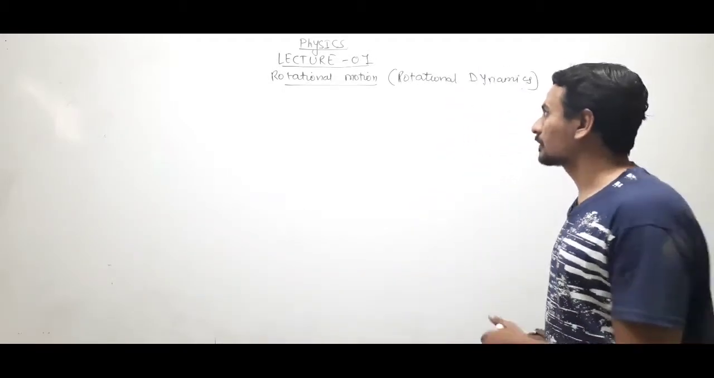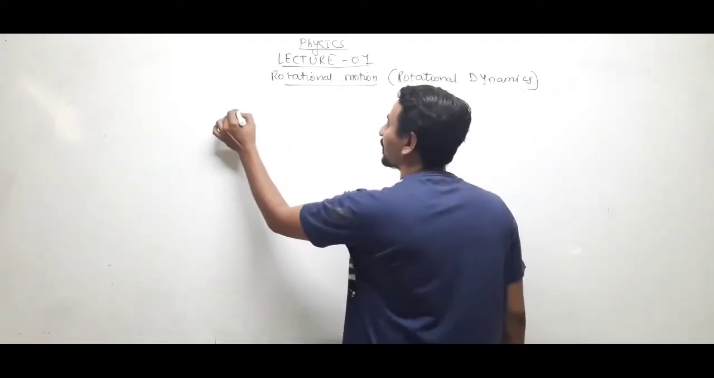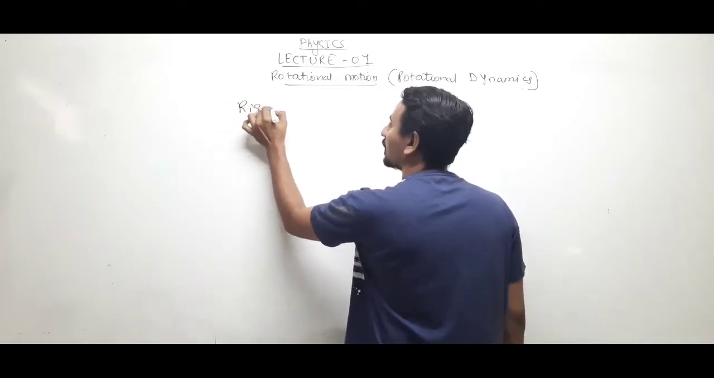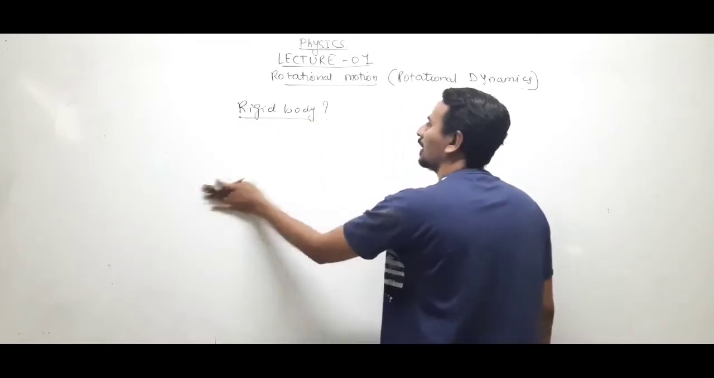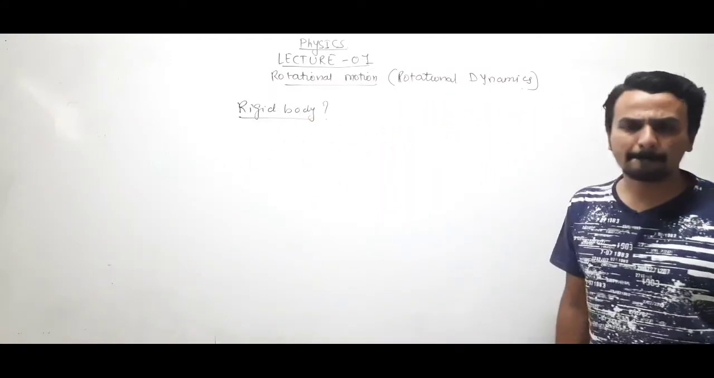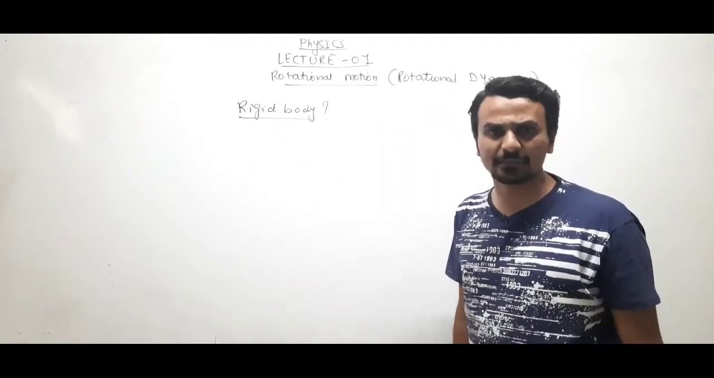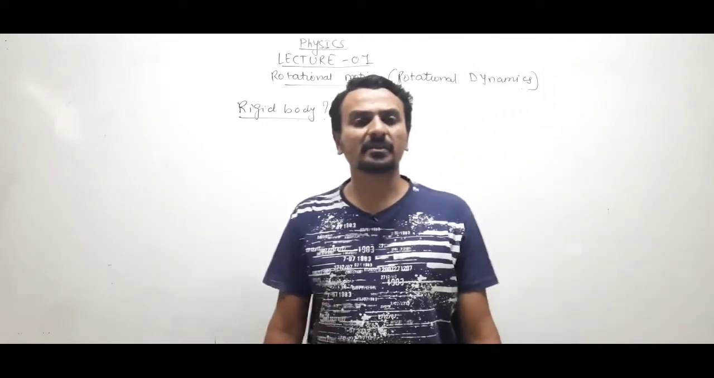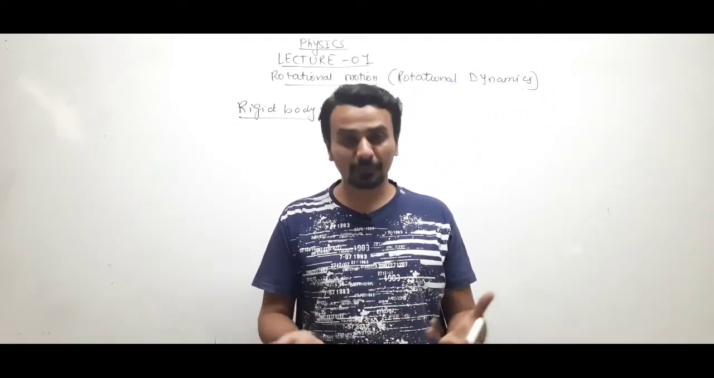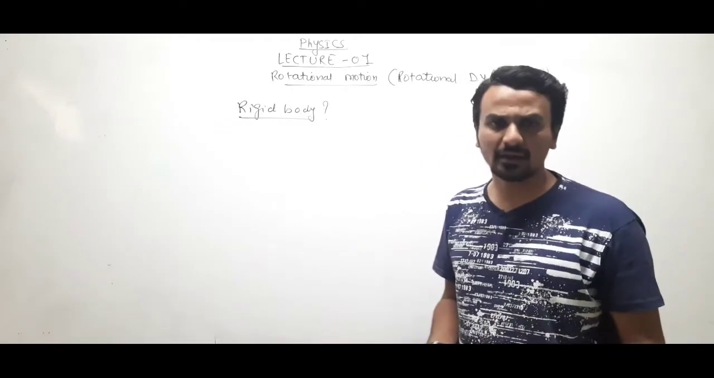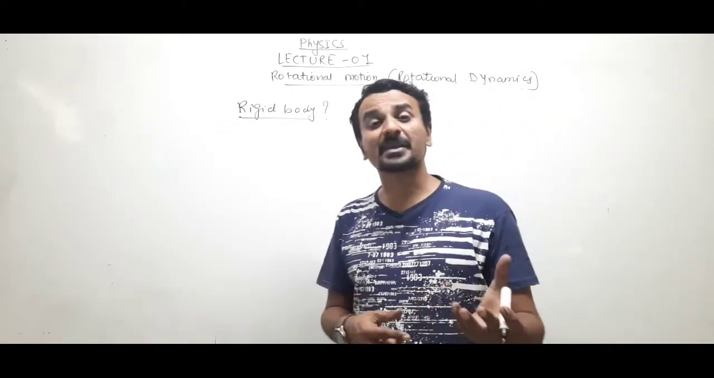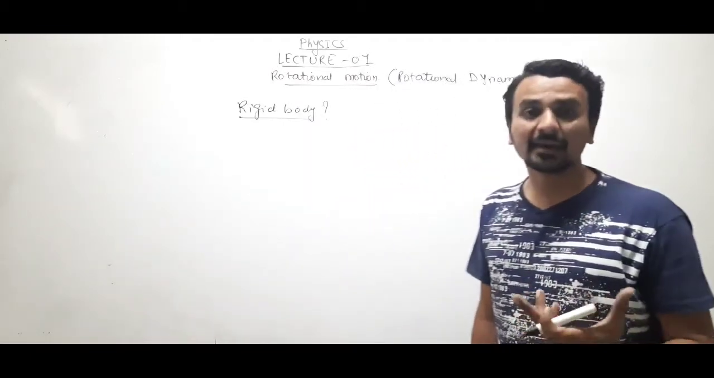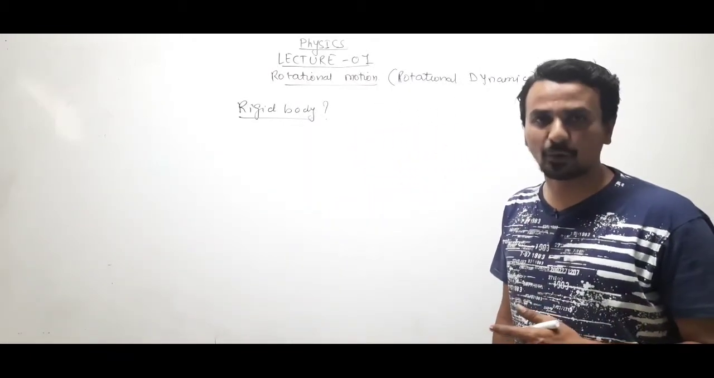But before that we'll know what is a rigid body. What is a rigid body? Rigid body is an ideal concept where you can say that a body which cannot be deformed by any means. Any solid body which cannot be deformed by any means, that is defined as a rigid body.